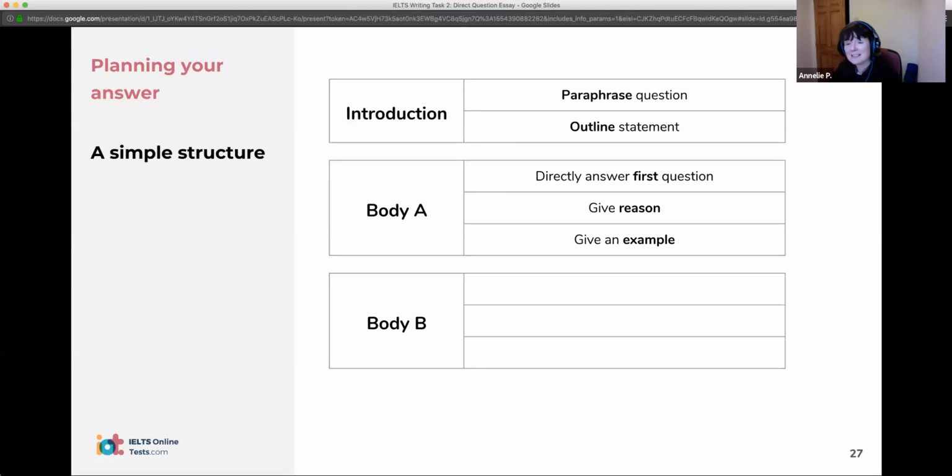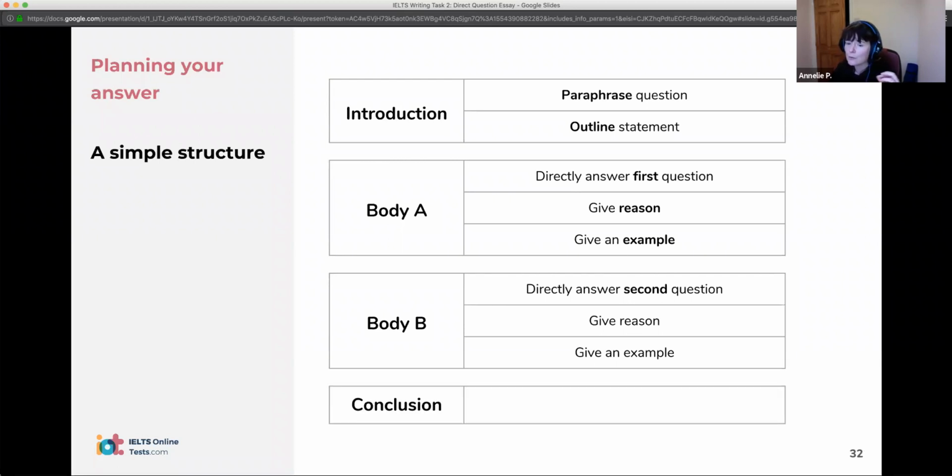Okay, basically, Murad, you're going to do the same, but this time you're going to answer the second question. Your layout for the paragraph is going to be the same. So directly answer the second question and then give your supporting evidence. And then the last part is the conclusion. So what are we going to include in the conclusion?